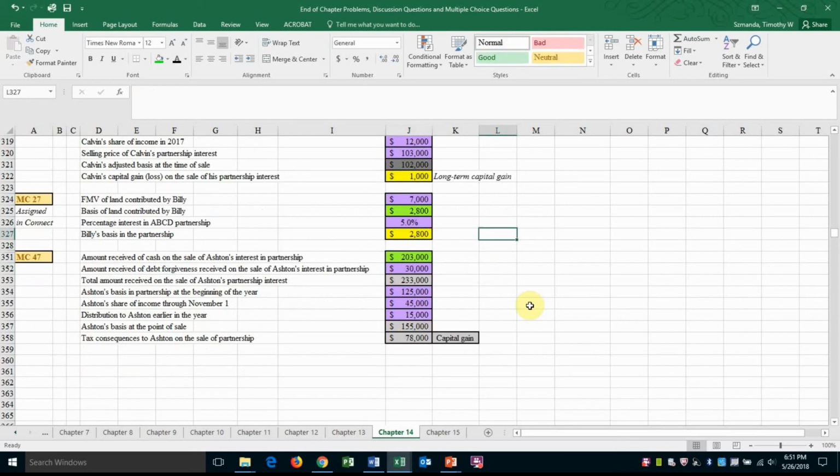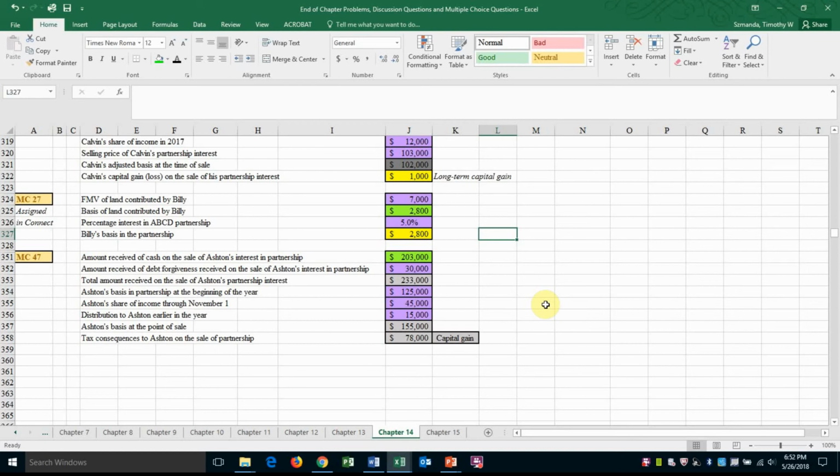And finally, multiple choice number 47. Number 47 is found on page 14-38. On November 1st, Ashton sells her interest in XYZ partnership to Wayne for $200,000 cash and a release of liability of $30,000. Ashton's basis at the beginning of the year was $125,000, including the $30,000 liability.